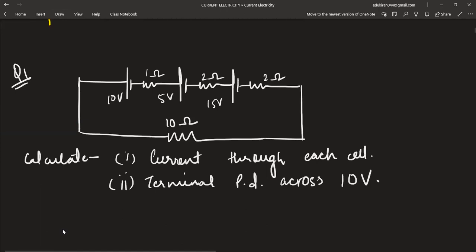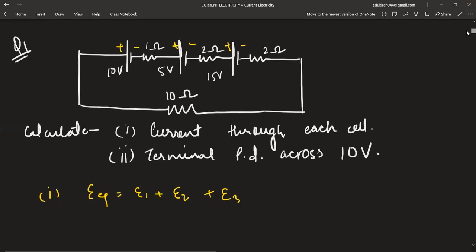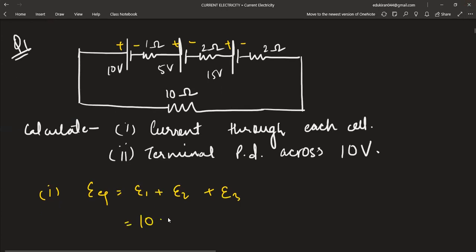Firstly, we require the total EMF. E equivalent will be, see, all are connected in the same manner: plus, minus, plus, minus, plus, minus. Had I seen plus, minus, minus, plus, and plus, minus, or minus, plus, plus, minus, plus, minus, then it would have been different. Right now, everything is in symmetry. So it will be E1 plus E2 plus E3, which is equal to 10 plus 5 plus 15. So this is equal to 30.